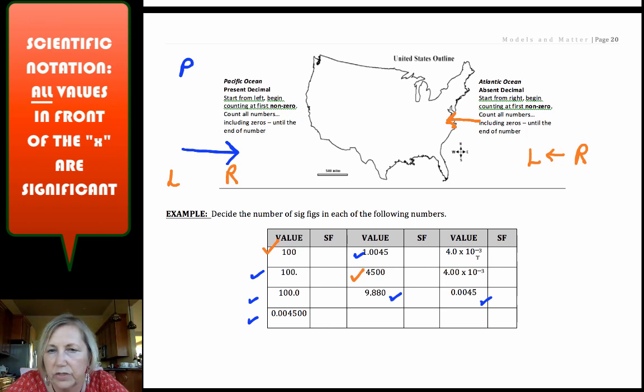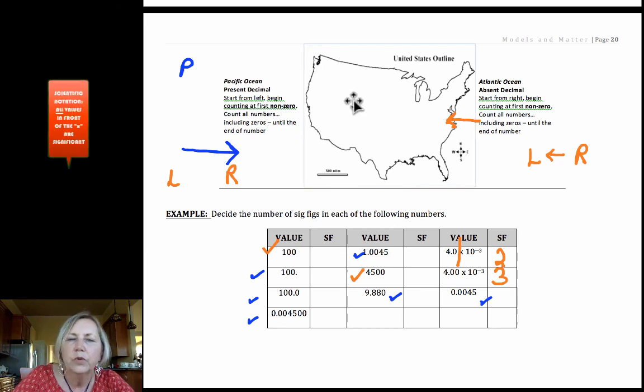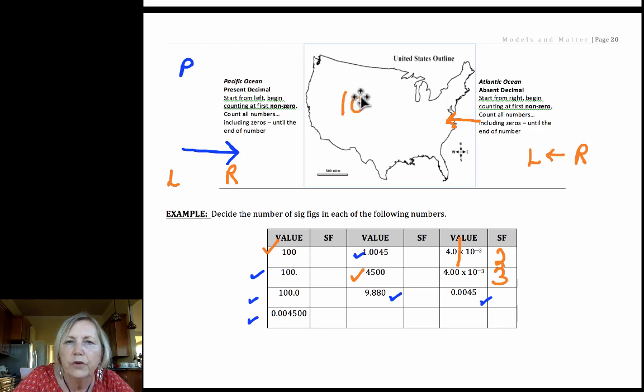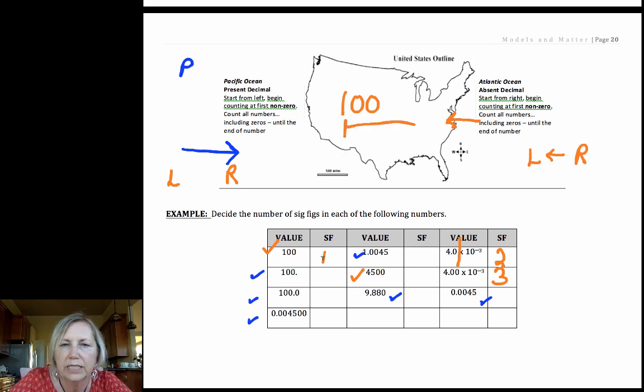Now, these are significant. This isn't scientific notation. These are easy peasy, no trick. Everything in front of the times sign is significant. That has 2, that has 3. It's these others that are tricky. So if we have 100, the rule is the same. It's only the direction you're counting. We always start counting at our first non-zero. So I'm going to start at the right and move left, and I'm not going to count until my first non-zero, which is right there. So that has 1 significant figure.